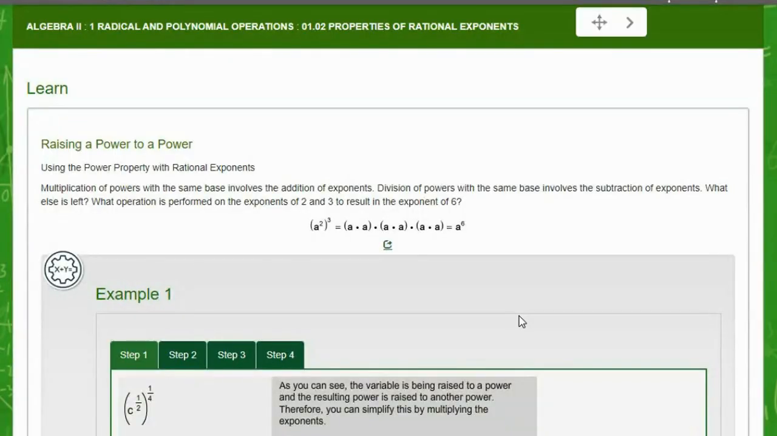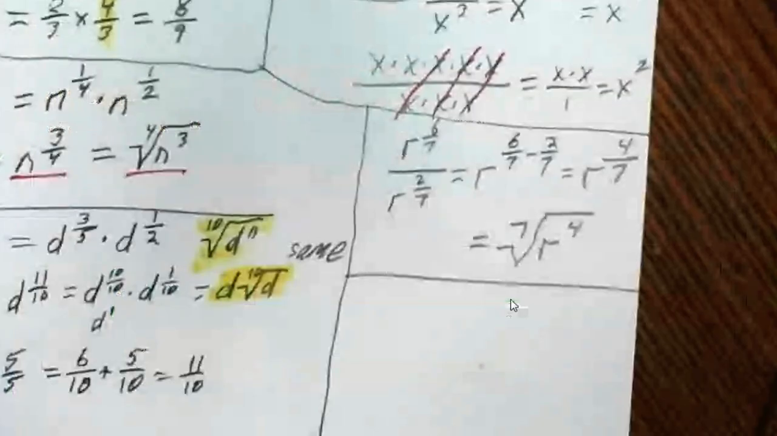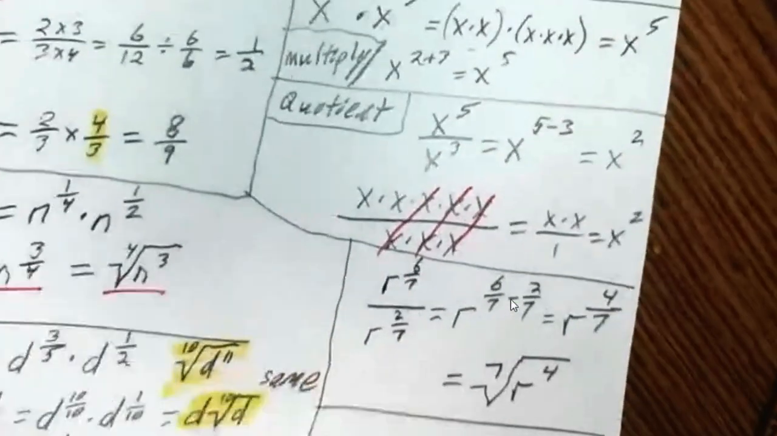Page 3. Raising a power to a power. Okay, this is more for our notes, back to the exponent properties. I'm going to have to start a new page because we don't have room for that power down there. Did you forget those tickets from me and Mrs. Facility? Power property.